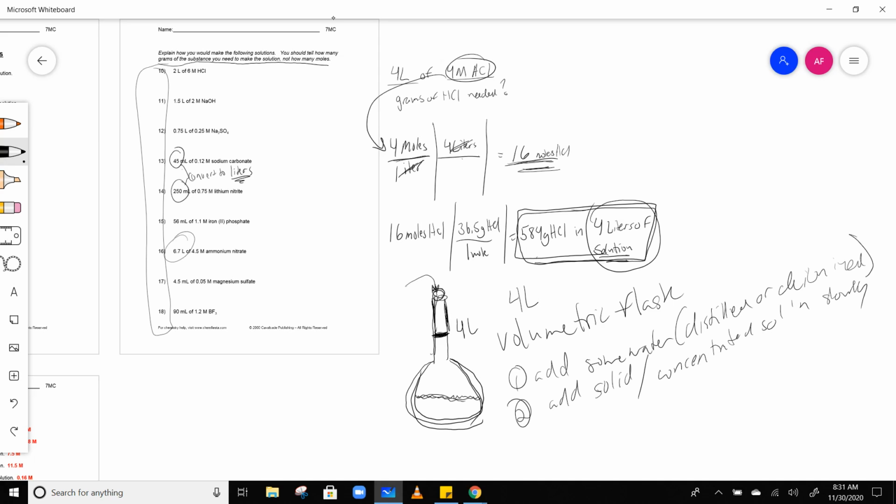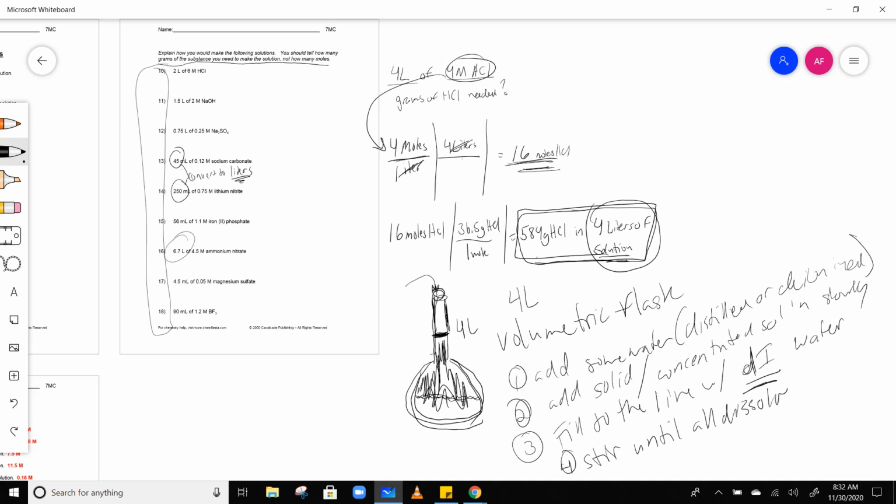Then once all the solid is added, we're going to fill to the line with water. And you'll often see it as deionized water, just DI water. So if you ever see this term DI, like deionized water, fill to the line with deionized water. So we'd add water all the way up to the line, and then we just stir it until dissolved. Okay, stir until it's all dissolved.